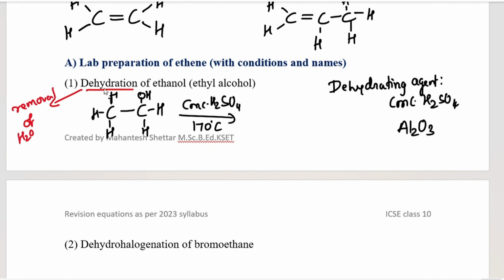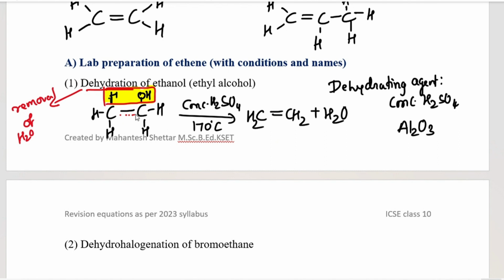What happens here? The H and OH is removed. H and OH is removed as water molecule. So a new bond will form between carbon and carbon. So an alkene will form, that is ethene. C double bond C, H2 H2 plus H2O. You need not write these structures and all. I'm writing it so that you can understand it.